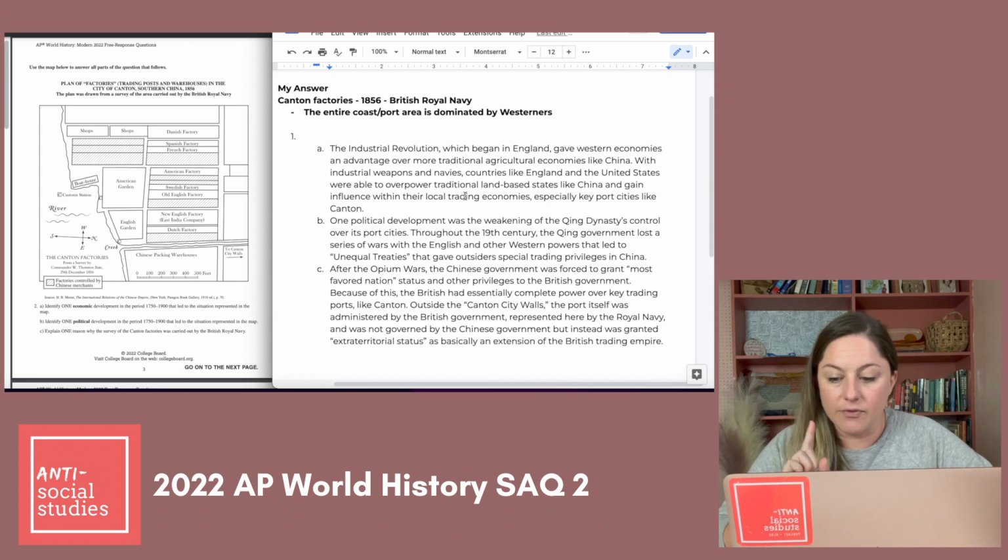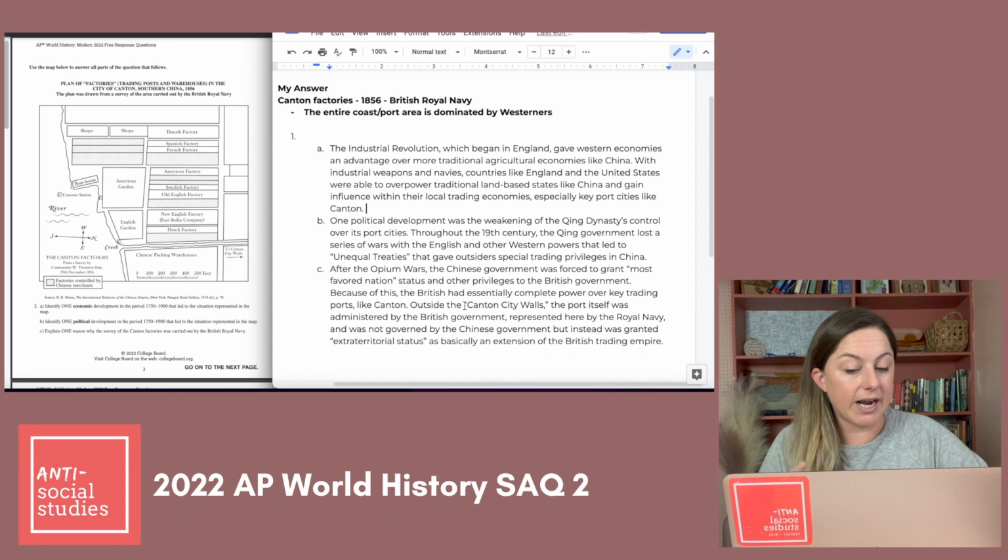So again, I'm looking for A to be one economic development that led to this, and I identified the Industrial Revolution. I feel like I've done a good enough job explaining that. I've talked about industrial weapons and navies that give England an advantage over China so that they can gain influence. I feel good about that. B is a political development. I'm talking about the weakening of the Qing dynasty's control, which is clearly a political development, and their signing of unequal treaties.